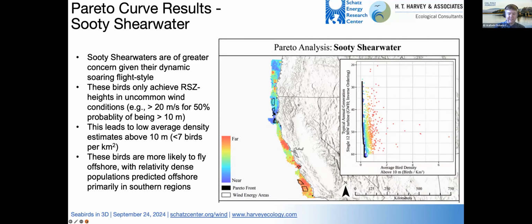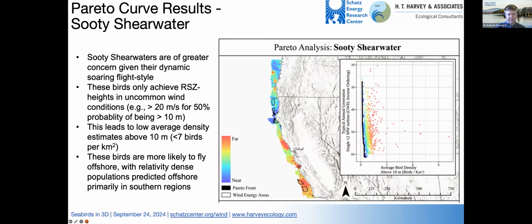Here we are looking at the high-flying species, sooty shearwater. As Stephanie explained, these species are of greater concern due to their dynamic soaring flight style. Although these birds are very likely to fly into rotor-swept elevations during high wind speeds, they're estimated to fly lower at average wind speeds, leading to low density estimates above 10 meters on average, less than 7 birds per square kilometer. Compared to many other species, these birds show more tendency to fly further offshore, leading to some relatively dense population estimates predicted far from the coast, particularly in the south of the study area where waters are warmer.